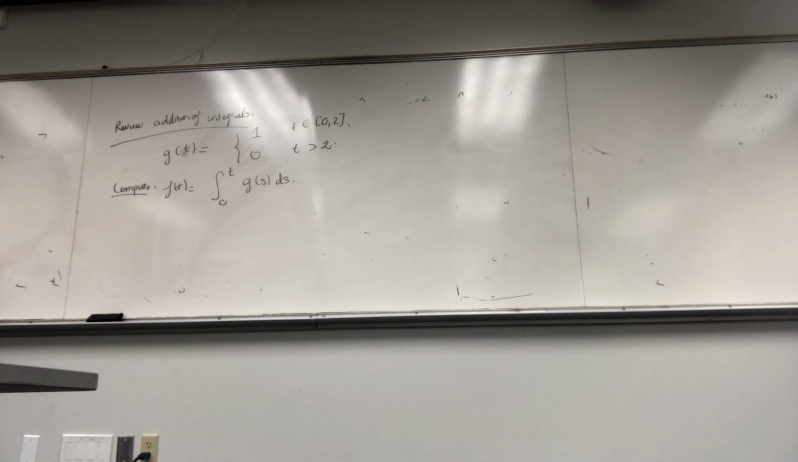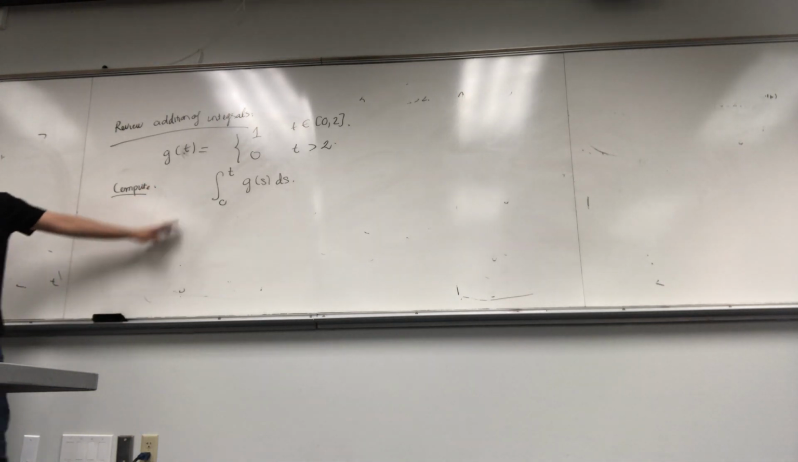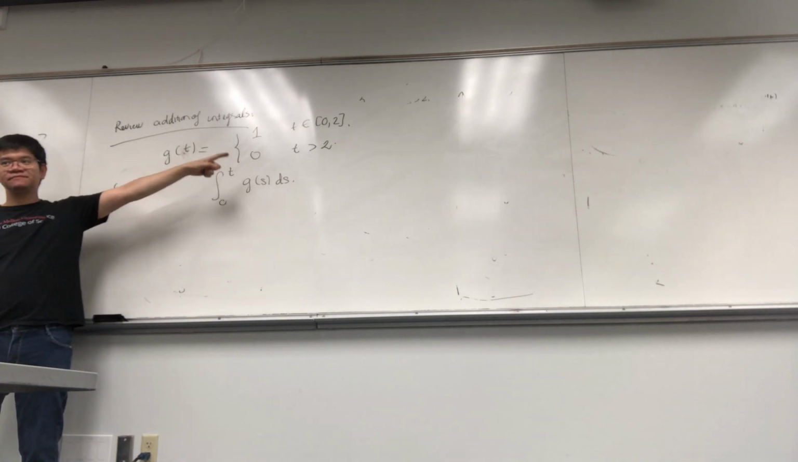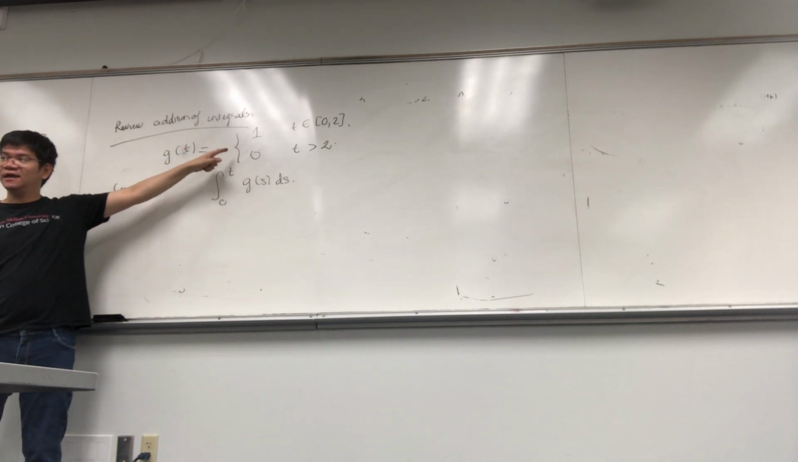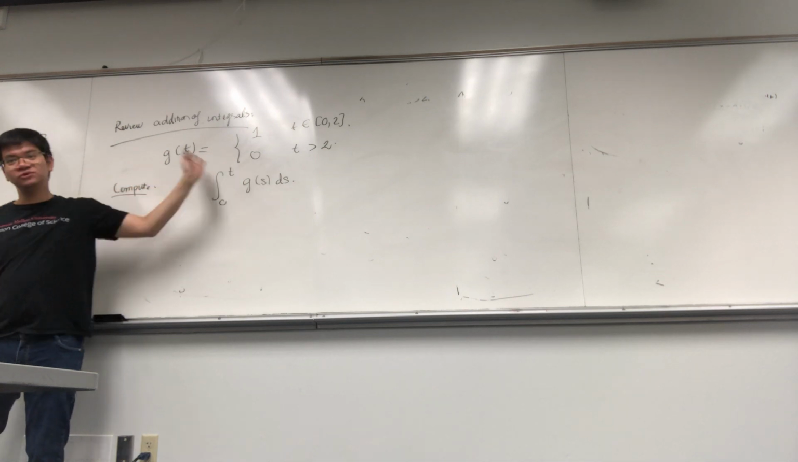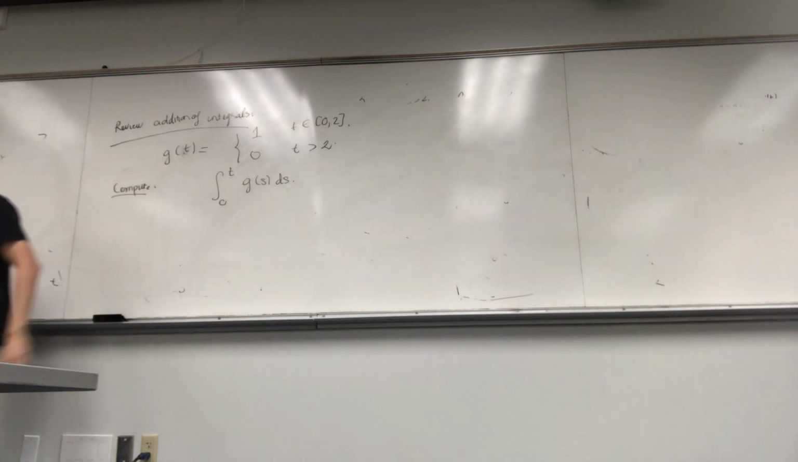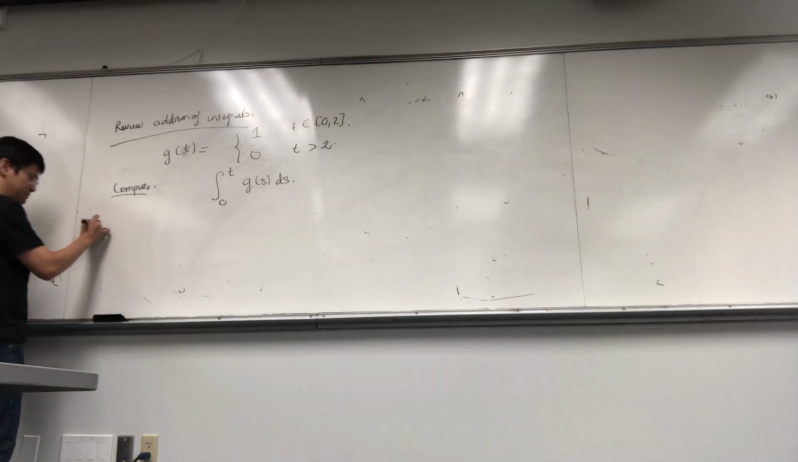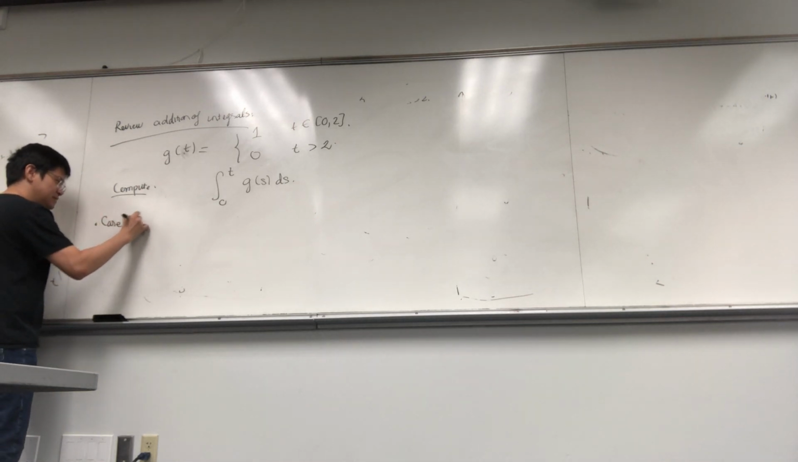In this example, I have the function g(t), which is defined to be 1 from 0 to 2, and this function is 0 from 2 to anything bigger than 2. And I have to compute the integral from 0 to t of g(s) ds. So how many cases do I have to consider? Two cases, right? Case number one. Let me consider the more difficult case first: t is bigger than 2.